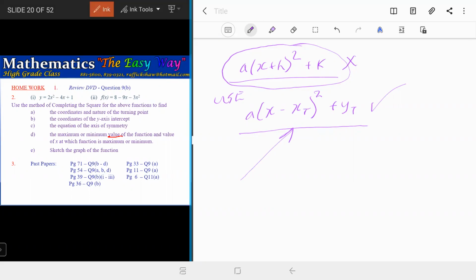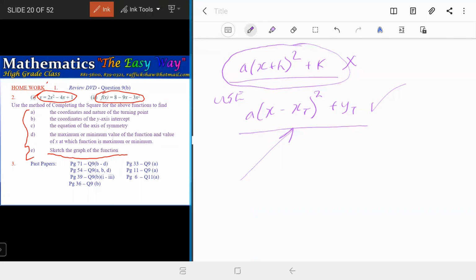And then we must take the value of x at which the function is maximum or minimum, and that value is xt. So the minimum or maximum value really is just yt, and the value of x we're talking about is always just xt. That's why this topic is so easy. Always xt. And then having done that, this question is asking us to sketch the graph. So we want to do all of these things for this function first, and then for this function next.